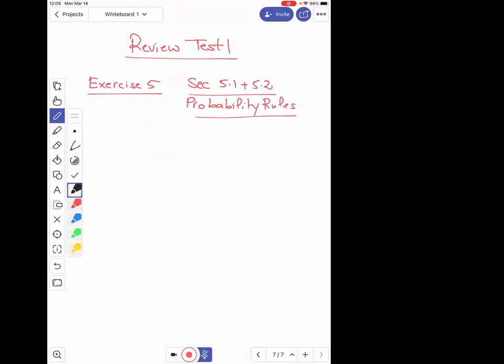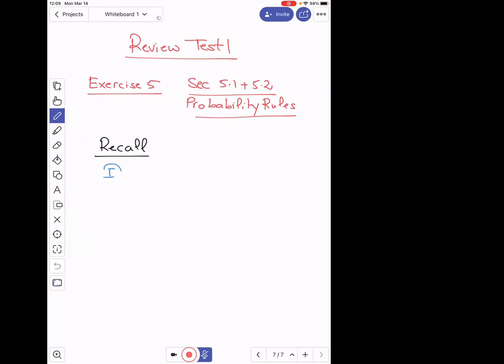So let me just remind you of the rules, okay? Before answering the problems, let me just remind you of the main rules and formulas that you need to know to answer exercise number 5. So we have two probability rules, right? First we have the multiplication rule.